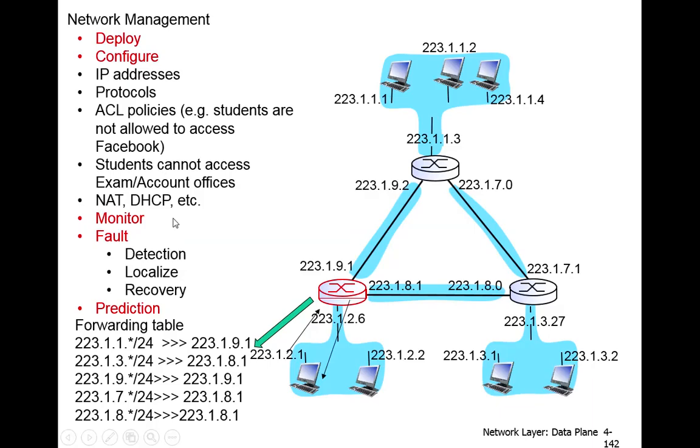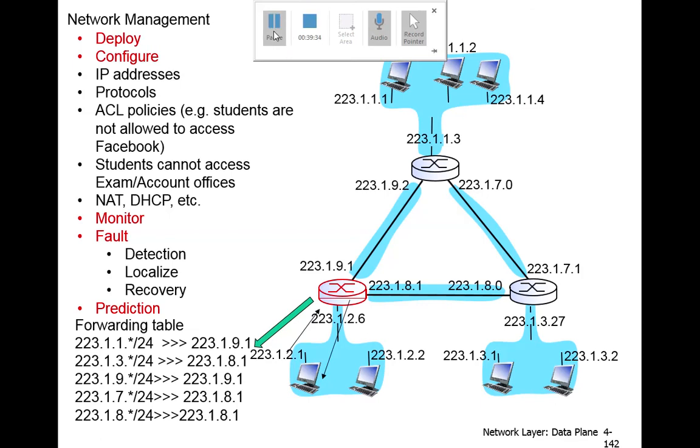So the network fault should first be detected, and if it is detected, then it should be localized. Localized means finding why this fault occurred. And third, we should recover from it. But another algorithm that is very good is if we can predict the error, why this error has occurred.